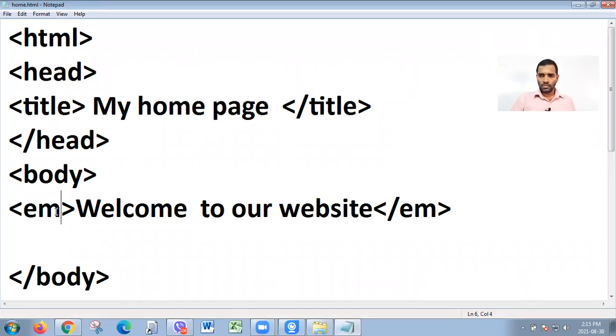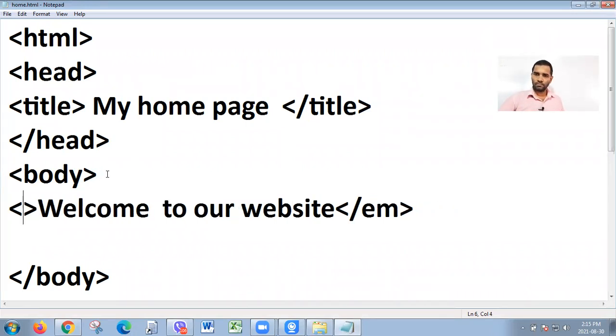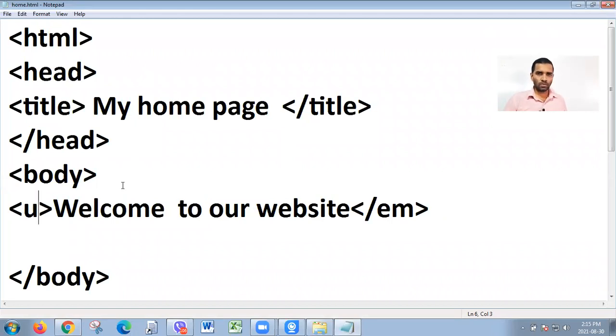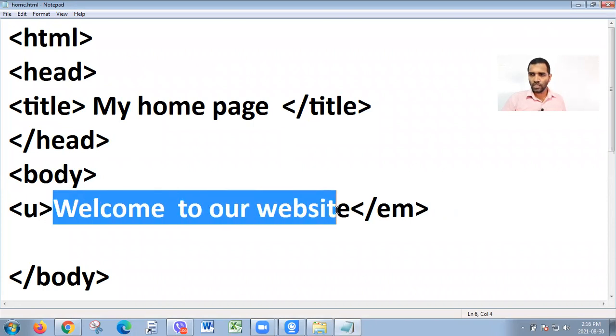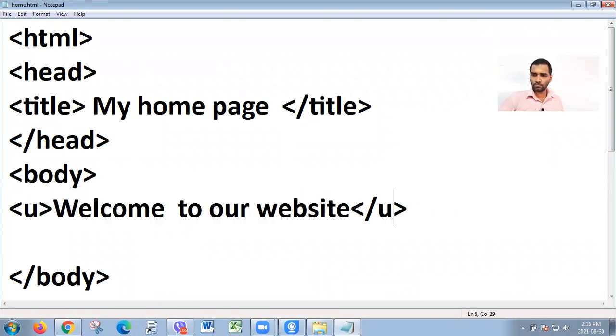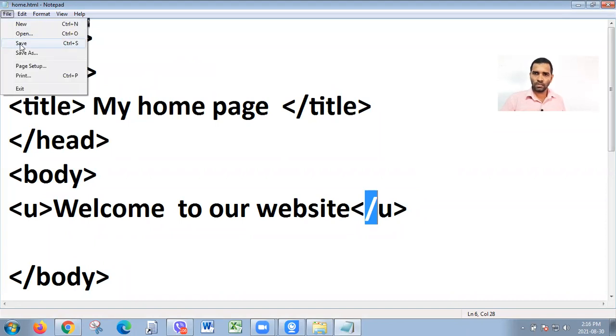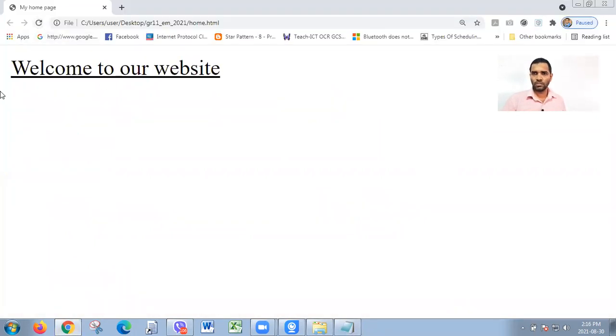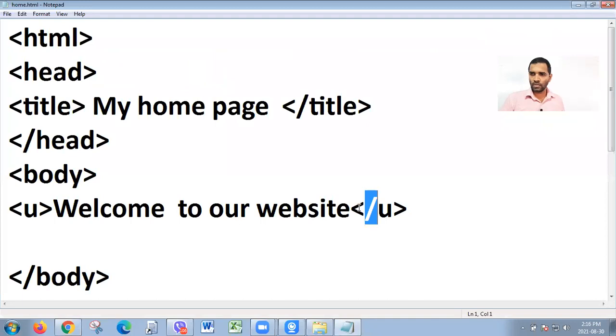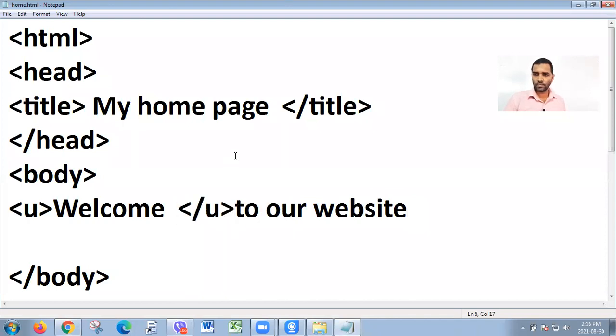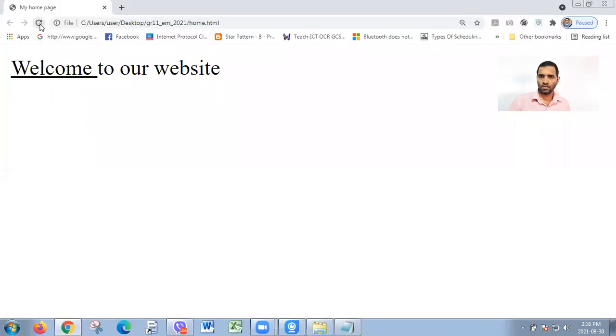Okay. Then let's take the underline. For underline, again the first letter, U. Suppose I want an underline for the entire phrase, I have to stop the underline here. So in between the two underline tags, you have this phrase, right? That will get the underline. Have a look at the output. Look at this. Welcome to our website. There is an underline. If you want underline only for welcome, you have to close your underline tag somewhere here. So in between two underline tags, you have welcome. Now that gets the underline.